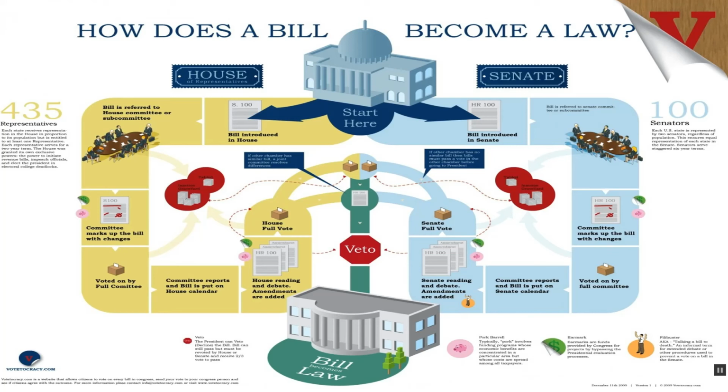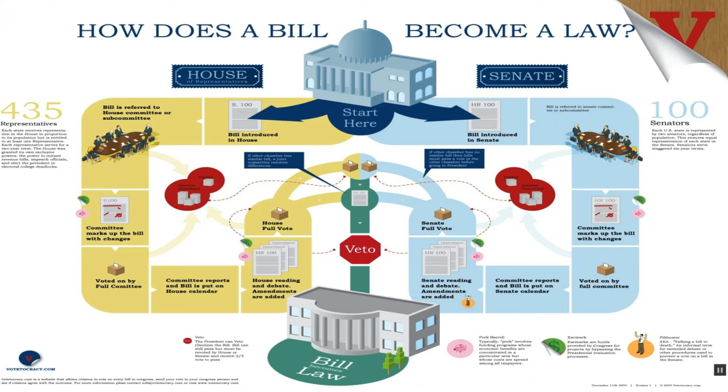So to begin with, what I want you to understand first and foremost is that the very first step through which all bills or proposed policies must pass is formal introduction. To be formally introduced, a bill must be signed off on by either a representative or a senator. If it's signed off on by a representative, it will begin in the House. If it's signed off on by a senator, it will begin in the Senate.